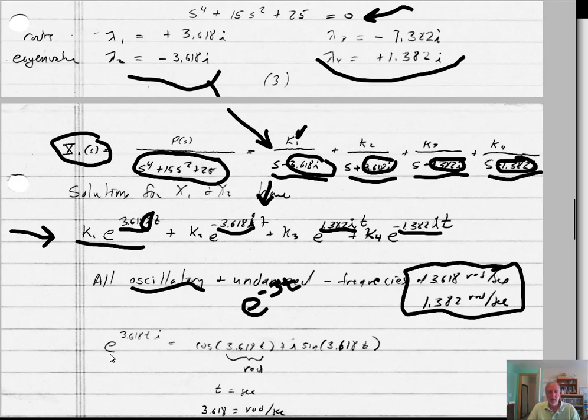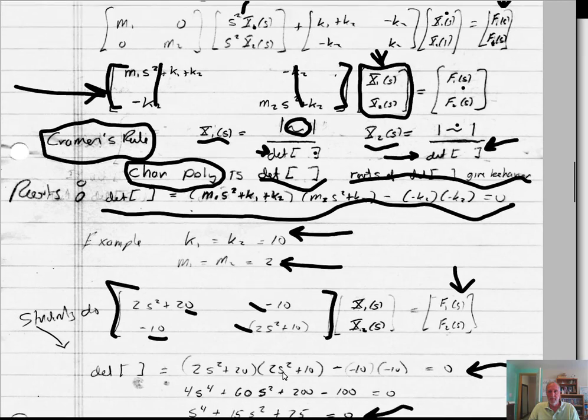And again, that's because e to the something i times t turns into cosines and sines, and this is the frequency in radians per second. Because the angle inside the sine has to be radians, we're multiplying by time, so this has to be radians per second.